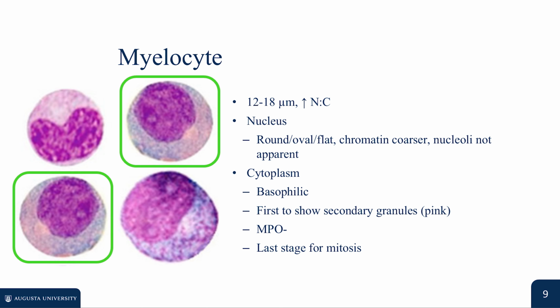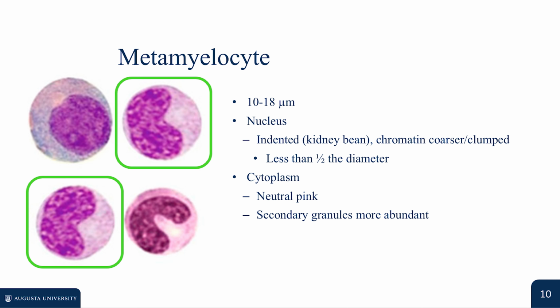The neutrophilic myelocyte stage measures 12 to 18 micrometers with moderate nuclear to cytoplasmic ratio and a round or slightly flattened nucleus lacking nucleoli. The neutrophilic myelocyte is particularly noteworthy because it is the first stage to synthesize secondary specific granules, giving the cytoplasm its pinkish-tan tone. Crucially, the myelocyte is also the very last developmental stage capable of cell division through mitosis.